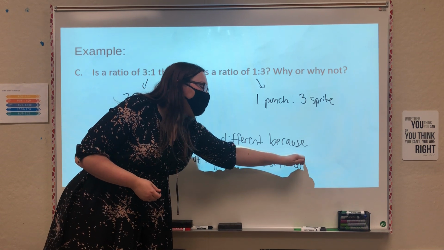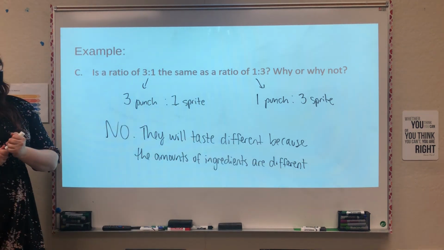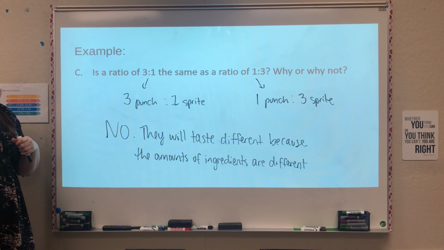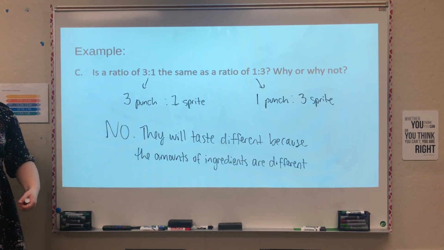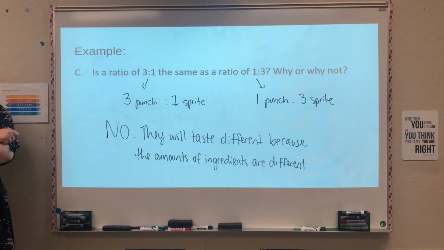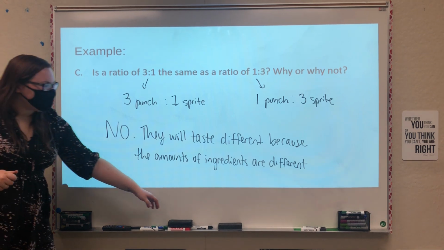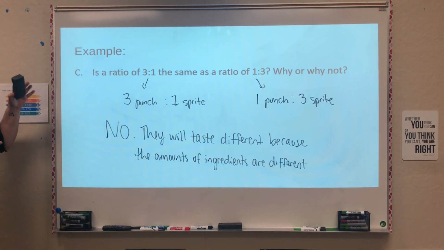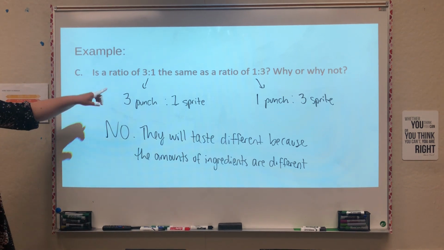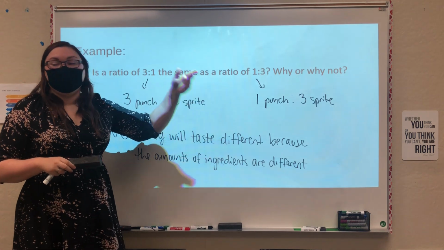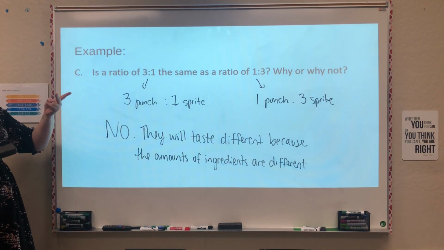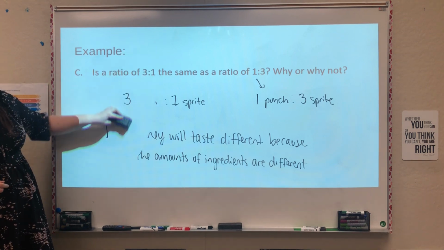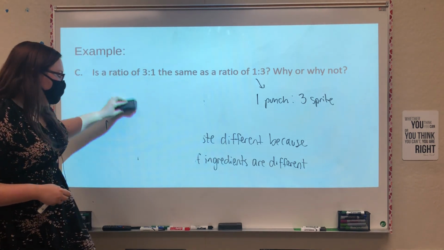Think back, if you've ever followed a recipe, you can't just switch things around. If it says you need, I don't know, 5 cups of flour and 1 cup of sugar, if you flip those things, that would taste funny. So what I want to emphasize from this question is when you're talking about ratios, the order those numbers are in is really important. We can't switch around the numbers, because it's switching around the amounts of ingredients.